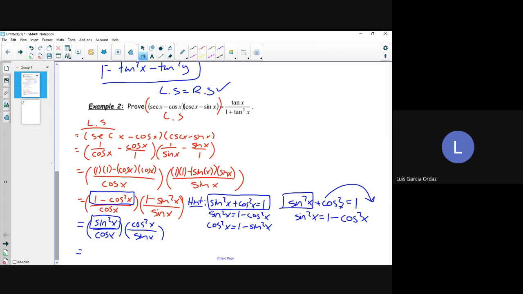So is this in simplified form already, or can we break it down even more? So you can simplify, and what are we going to simplify even more? Not necessarily, it has to do with the exponents.